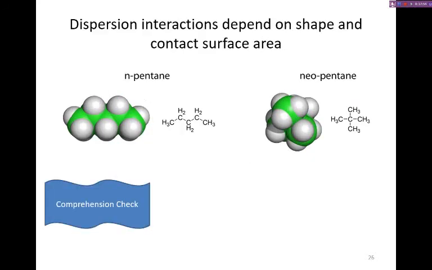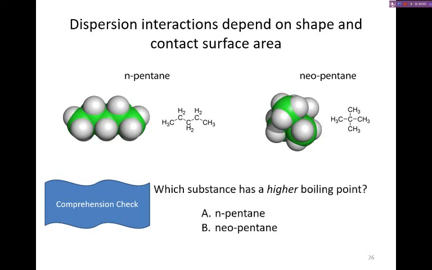Let's practice. Go ahead and pause the video and answer the following question. Which one do you think will have a higher boiling point? N-pentane on the left or neopentane on the right? Pause and think about this before moving on. Welcome back. We talked about just recently that surface area dictates the dispersion forces when other factors are the same. Since neopentane has a much more clumped profile than N-pentane, N-pentane has a higher surface area, and therefore it's going to have a higher boiling point.